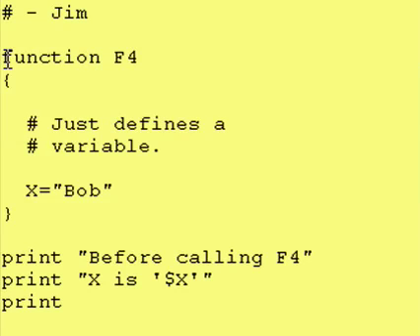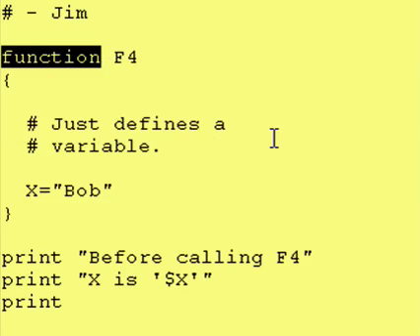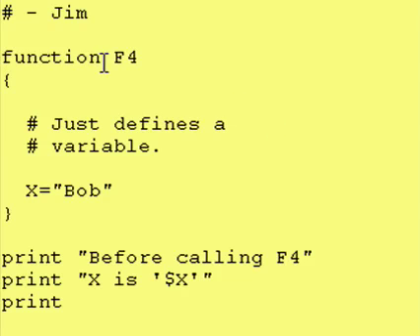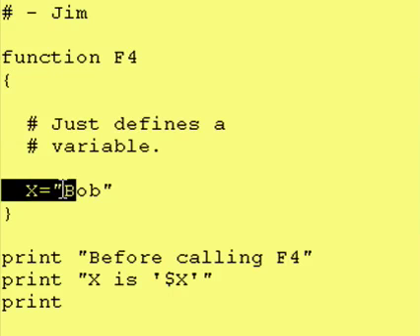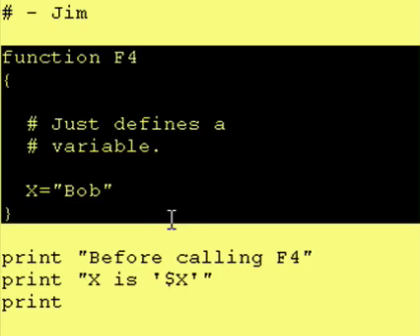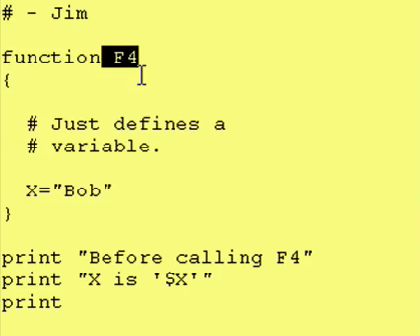Once again, you use the Korn Shell command function, and then you give the function name, and now F4 is equivalent to anything in between these two curly braces. And inside of the curly braces is nothing more than a variable definition, which just says x is equal to Bob. Now, just a reminder, this right here is just the definition of F4.